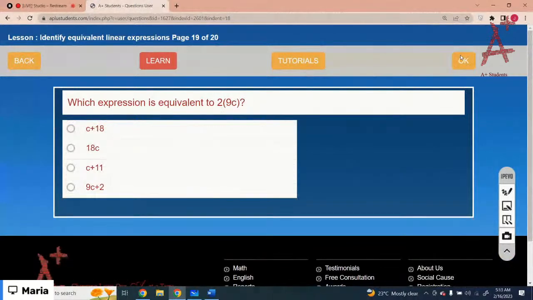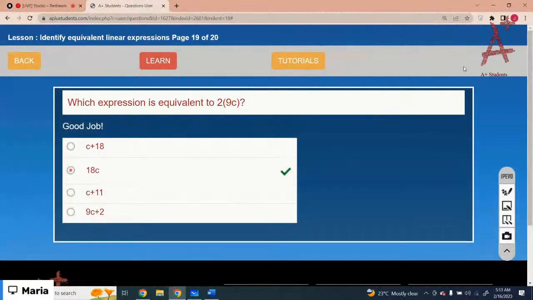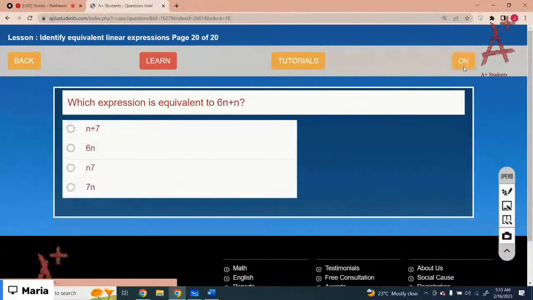Okay, 2 times 9 is 18. It is 18c. 6 and 1, 7. Okay, we are done with the test. Let's just start with the next lesson.